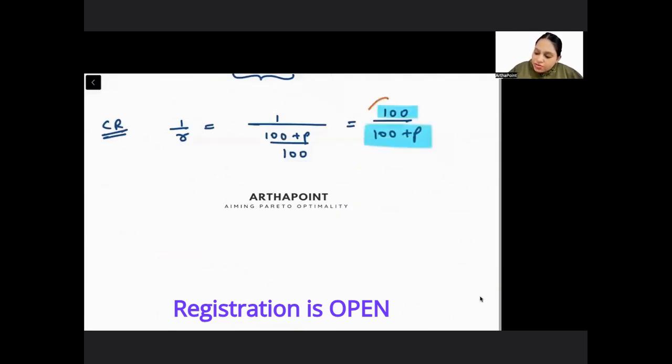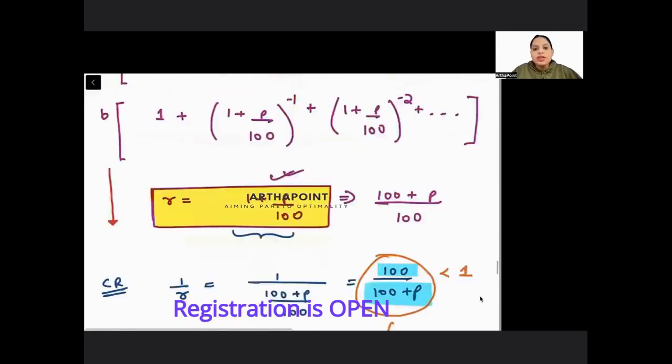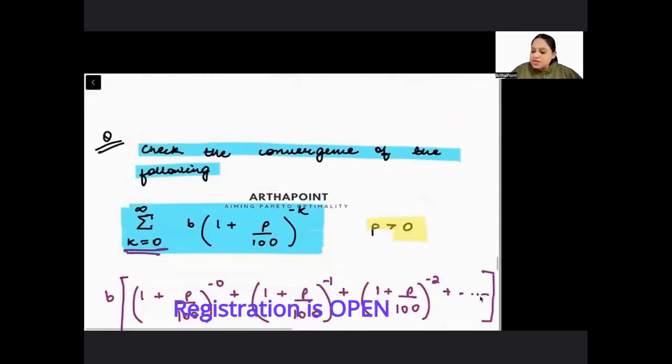So this 100 upon 100 plus P, this will be less than 1 as long as P is greater than 0. है कि नहीं? देख लो उससे जरा ध्यान से. So 100 will always be less than 100 plus P. 100 में कुछ ऐड हो रहा है ना, तो जब तक P एक पॉजिटिव नंबर है तो 100 plus P 100 से तो बड़ा ही होगा. And you are given in this question that P is greater than 0.